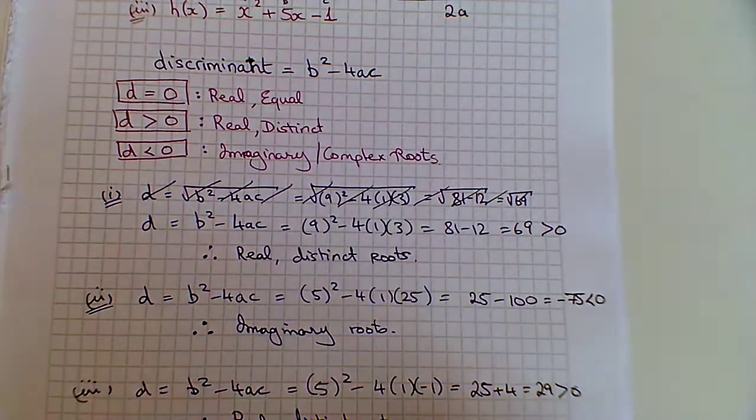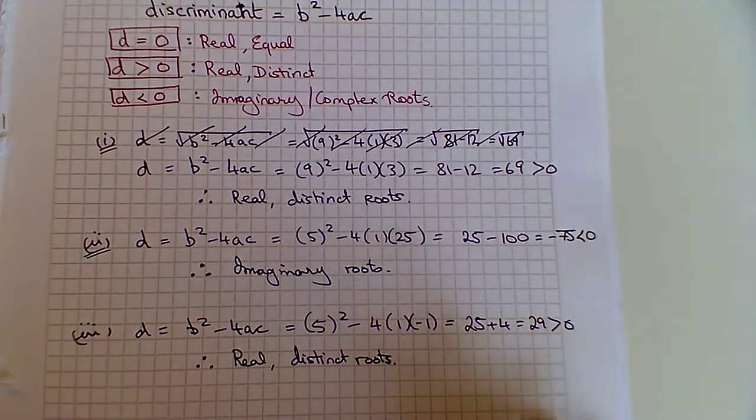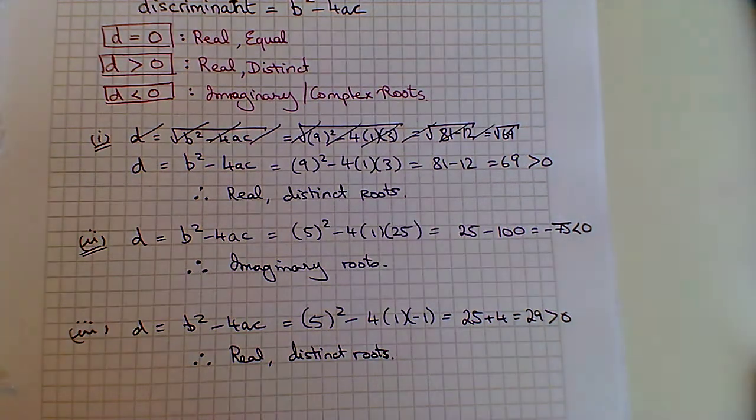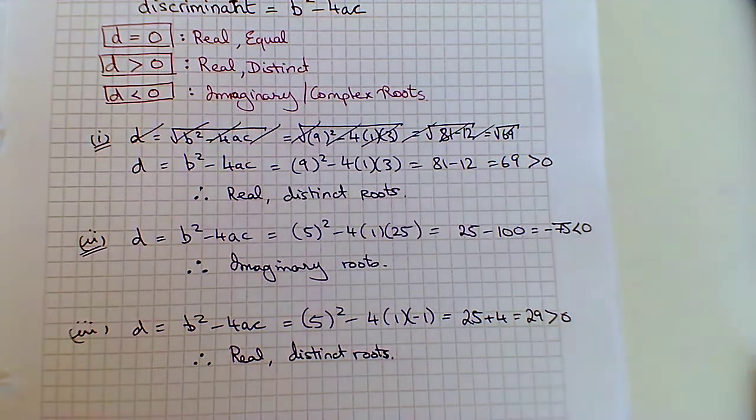Now your homework tonight will involve doing some of that work, calculating the discriminant and then deciding on the nature of the roots. So we didn't have one where they were equal here, but it will come up in our notes. So we'll leave that one there.